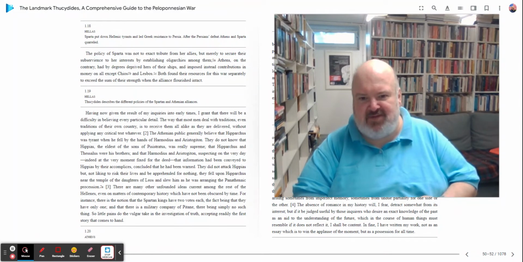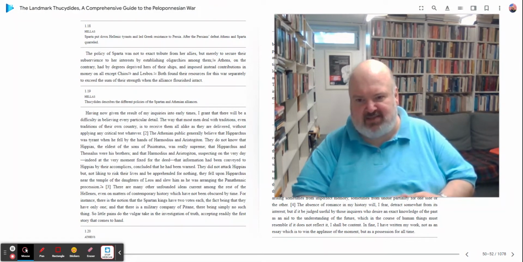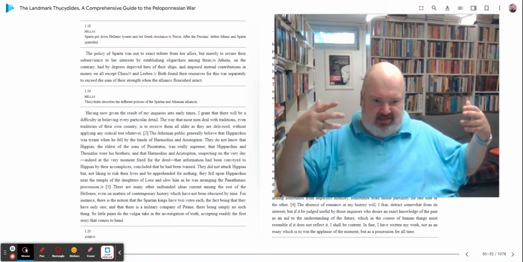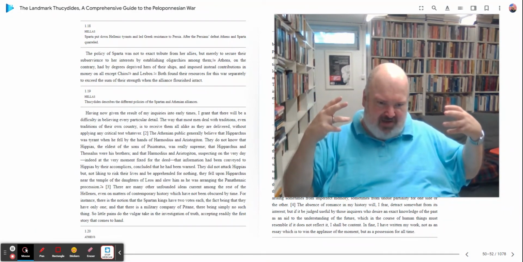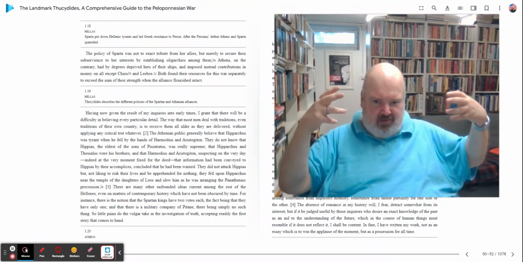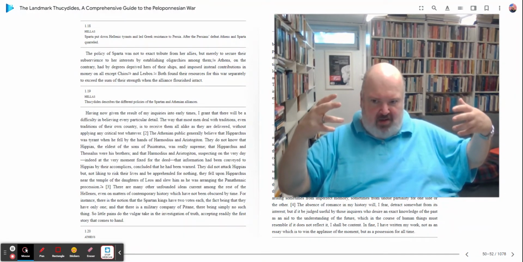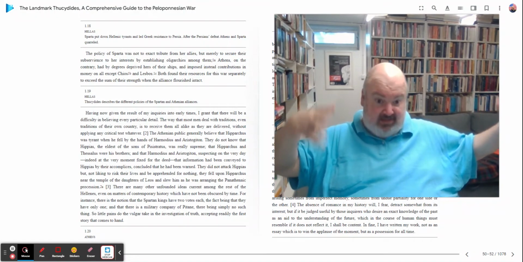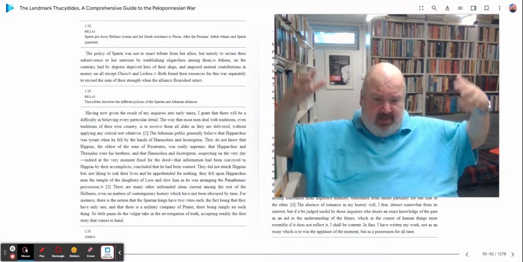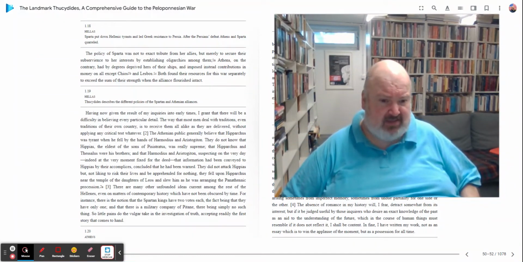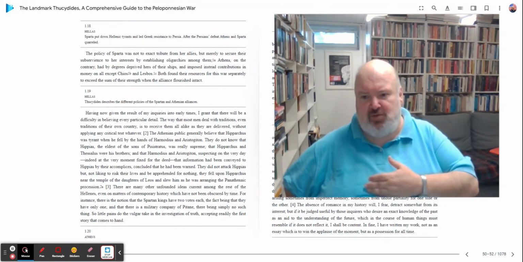Both found their resources for this war separately to exceed the sum of their strengths when their alliances flourished intact. In other words, both of these two regimes, Athens and Sparta, found their resources for this war to exceed the sum of their strengths when their alliances were working well. The war cost them more than what they normally generated in time of peace. Okay, next chapter, 20.